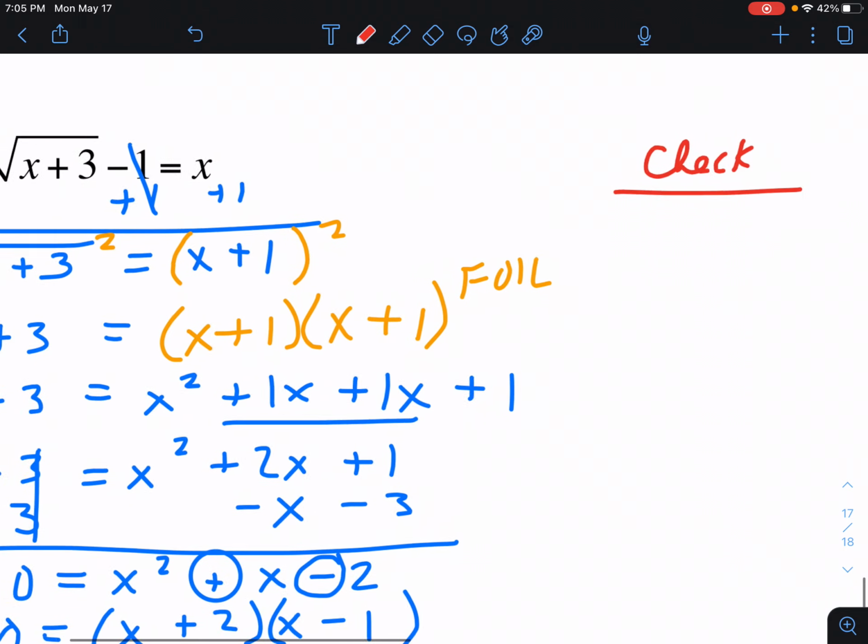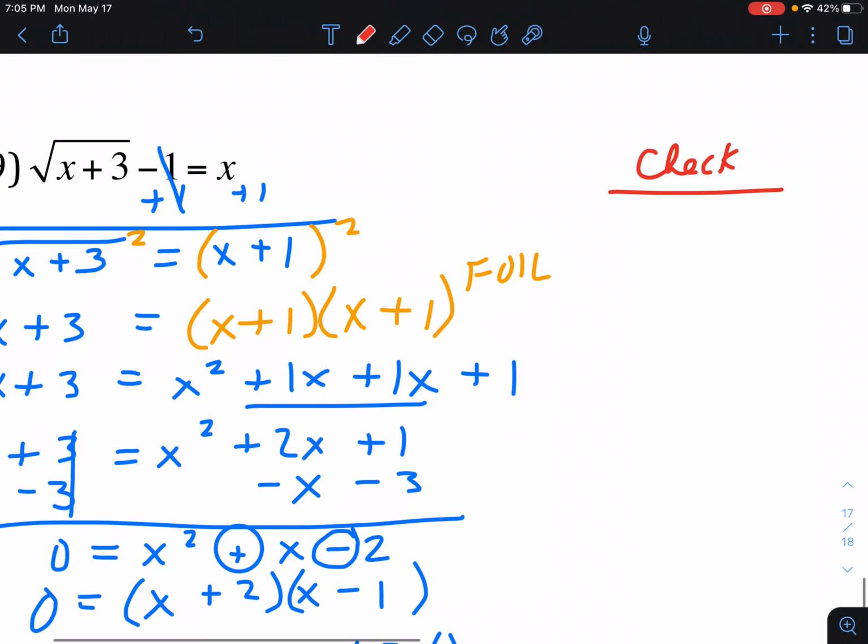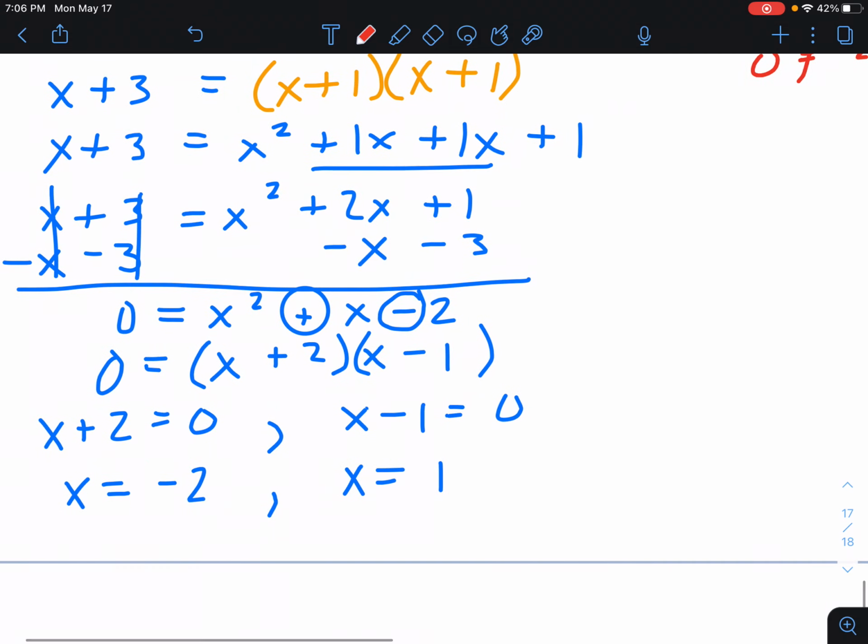I'll start with the -2. So that'll be square root of -2 plus 3 is 1. And then that's 1 minus 1. 1 minus 1 is 0. 0 is not equal to -2. So -2 does not work out. Please go cross it out. We consider that an extraneous solution.